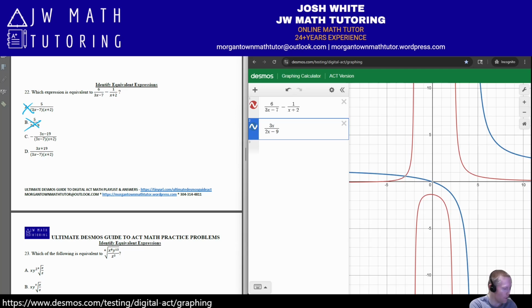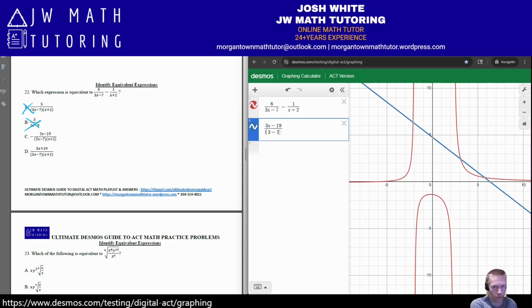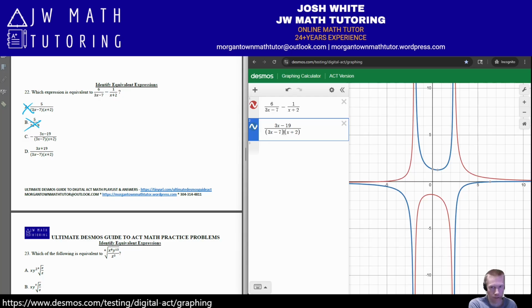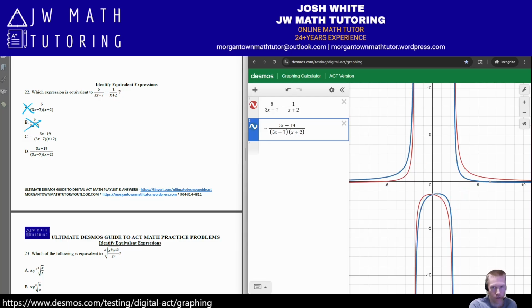Okay, so let's go ahead and type the first one down here. Now I do need to remember to put the minus sign in front. Okay, so these two are pretty close, but it's not a complete overlap. So it looks like it's going to be D by process of elimination. So let me get rid of this and change this. And now you can see there is only one graph visible on the screen because they are overlapping each other. So the correct answer for this problem is going to be letter D.